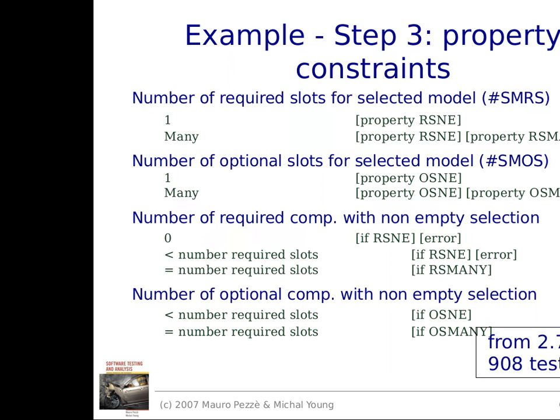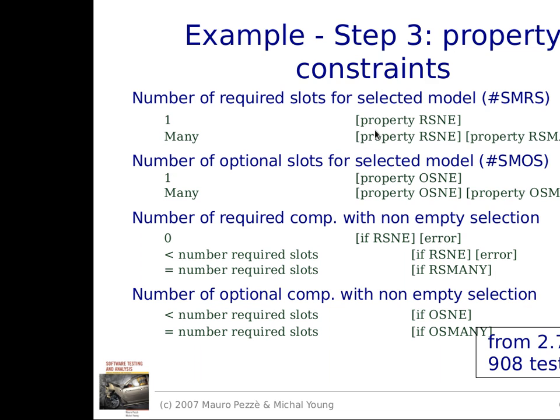that property exists. For example, over here, number of required slots, 1 and many. You have the property required slots not empty. So that's just saying if you have 1 or many, then the required slots not empty property we'll just say is true. Why is that important? Well, if you're down here to number required with non-empty selections, if your number that you have is less than the required slots and you have the required slots is not empty, then it's an error. If required slot's not empty and you're at 0, then it's also an error. You don't have to test anything out.